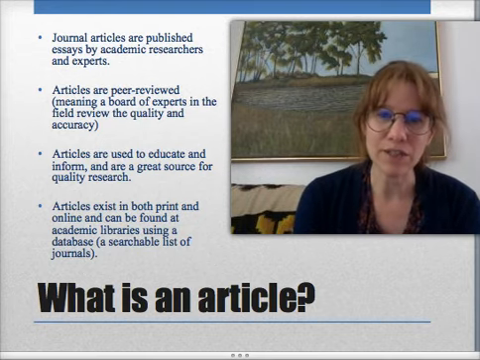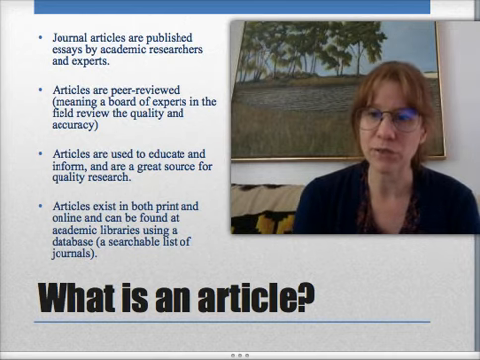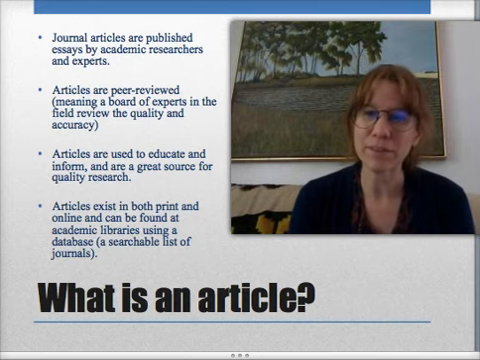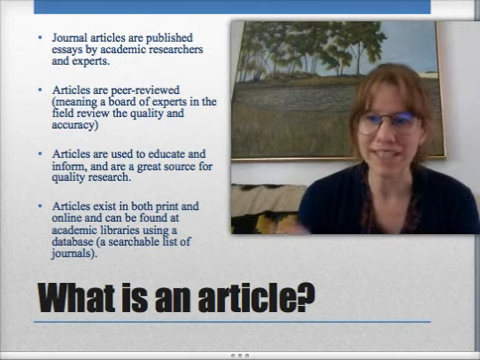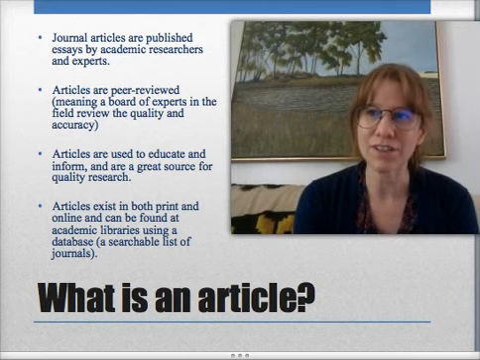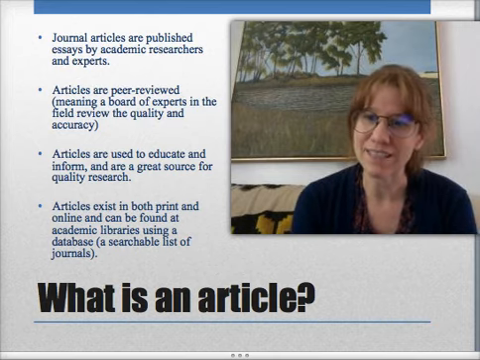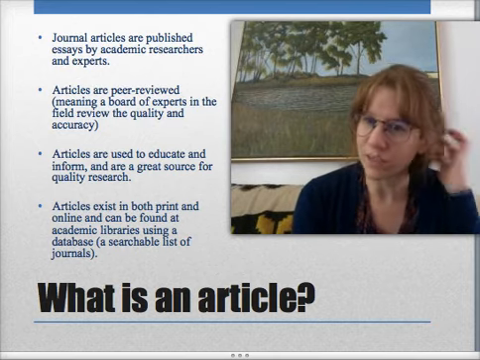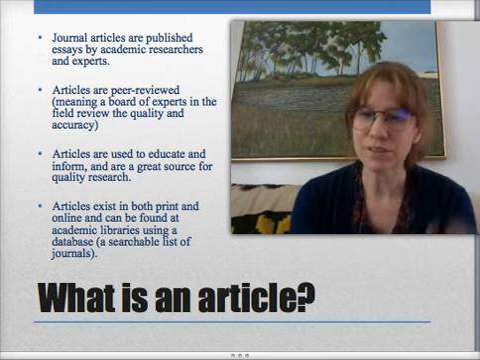The whole point of articles is to help educate and inform the audience, and so they're largely written for an academic audience. In that regard, they can be difficult to read. A lot of times there's a lot of scientific jargon in journal articles, or academic language that is not really accessible to a lot of people. It takes a while to get used to that style of writing, and also to learn how to emulate that as a student.